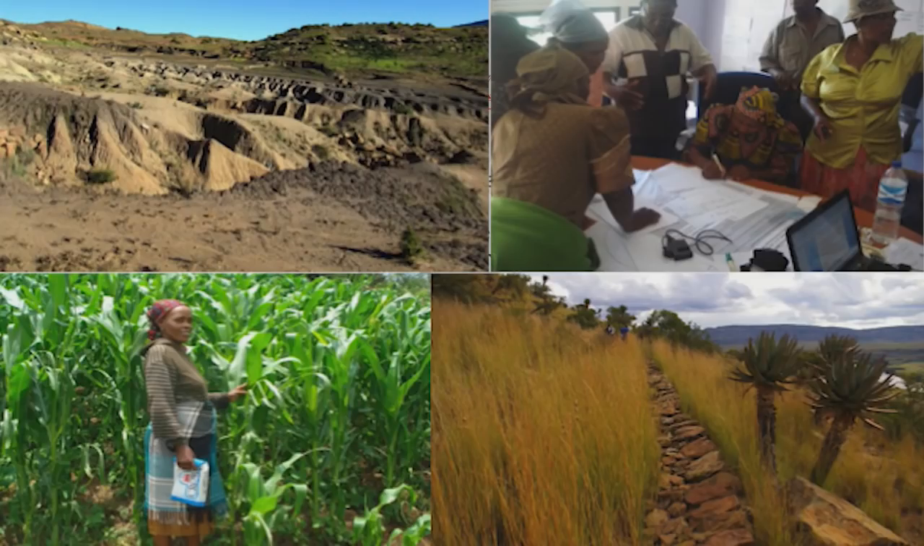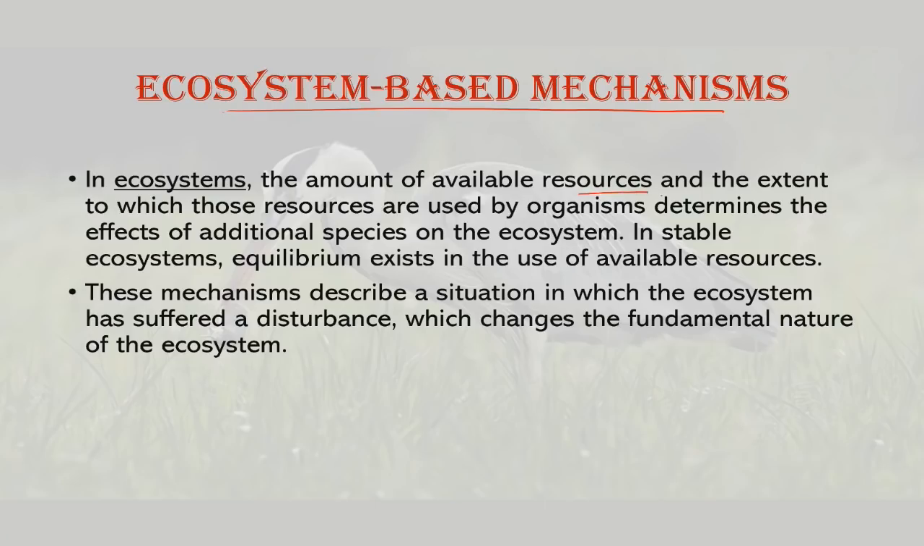In ecosystems, the amount of available resources and the extent to which those resources are used by organisms determines the effects of additional species on the ecosystem. In a stable ecosystem, an equilibrium exists in the use of available resources. These mechanisms describe a situation in which the ecosystem has suffered a disturbance which changes the fundamental nature of the ecosystem. When changes such as forest fire occur, normal succession favors native grasses and forbs, and introduced species that can spread faster than natives can use resources that would have been available to native species, squeezing them out. Nitrogen and phosphorus are often the limiting factors in these situations.